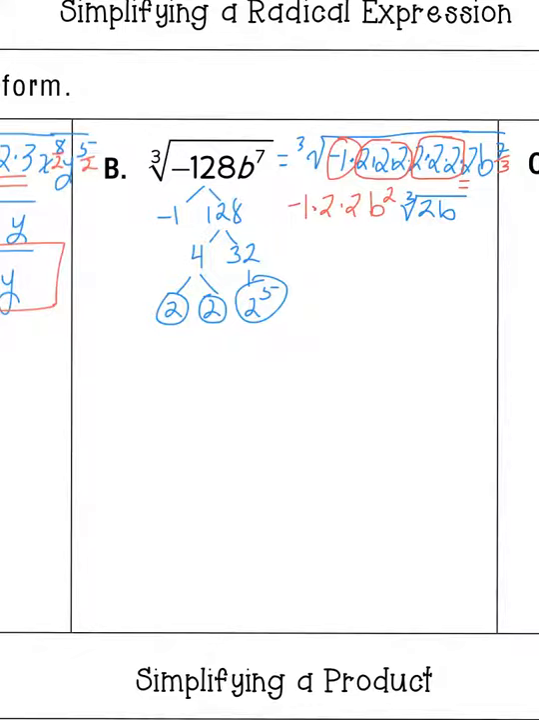So then multiply what's out in front. So these multiply to give me negative 4 b squared cube root of 2b. Now because we have an odd root, I don't have to worry about absolute value signs.